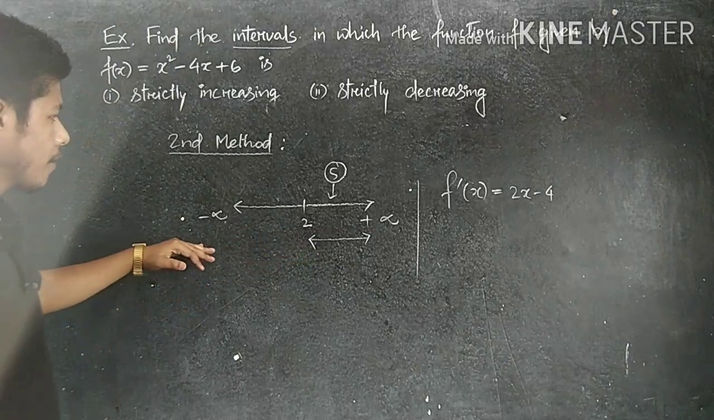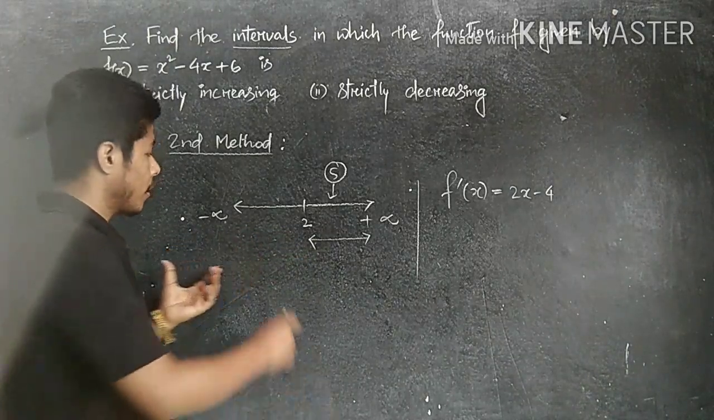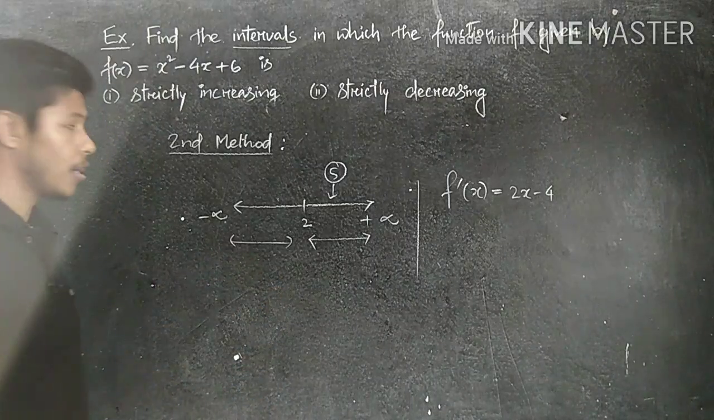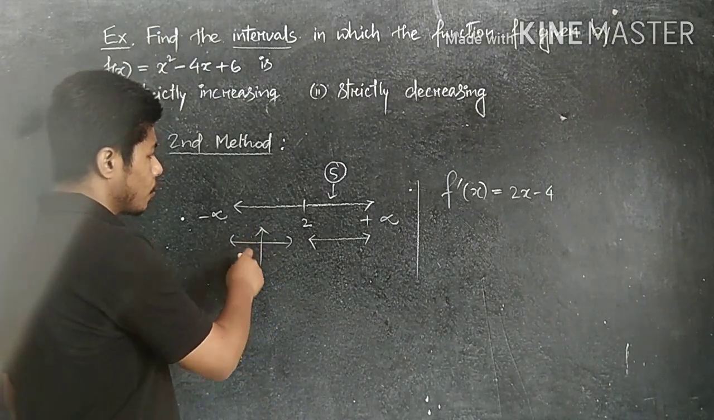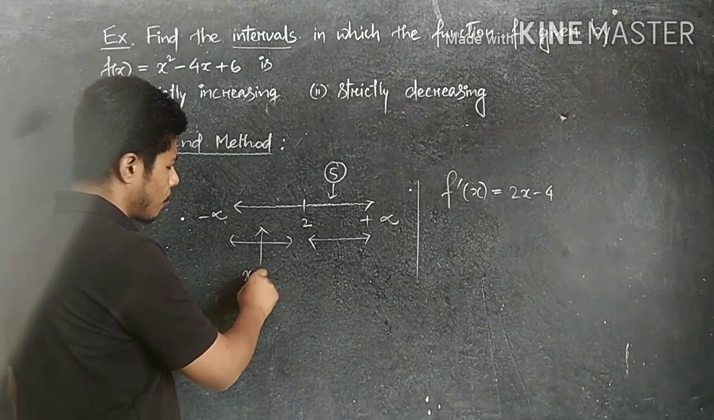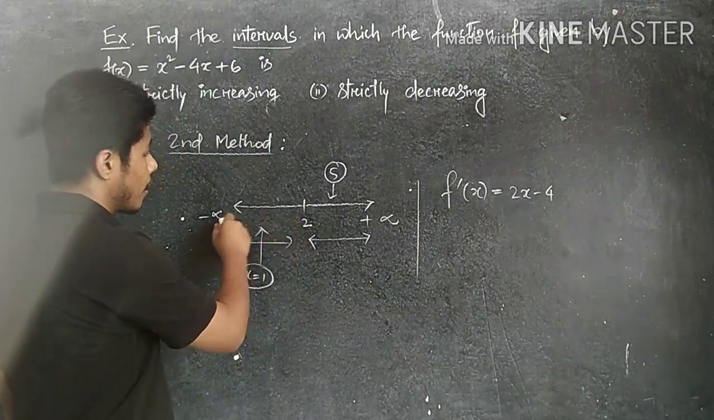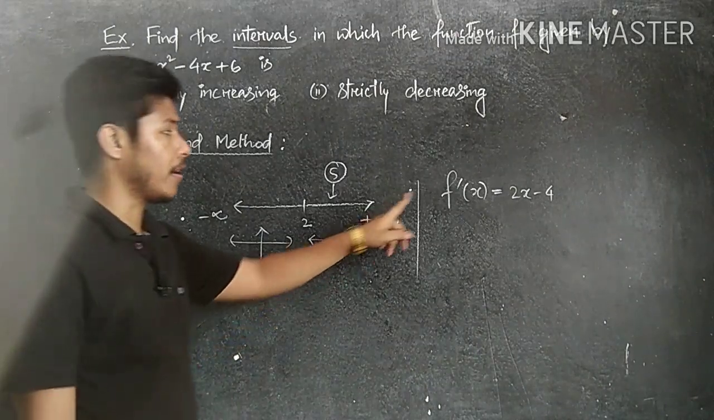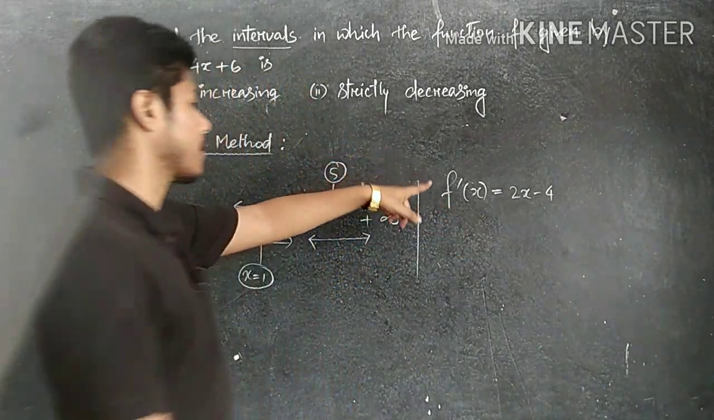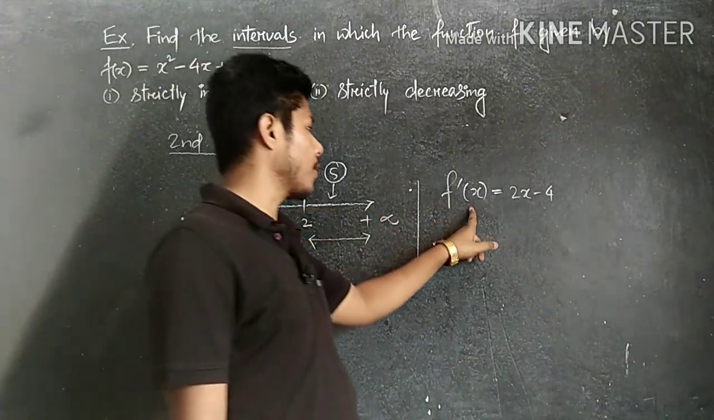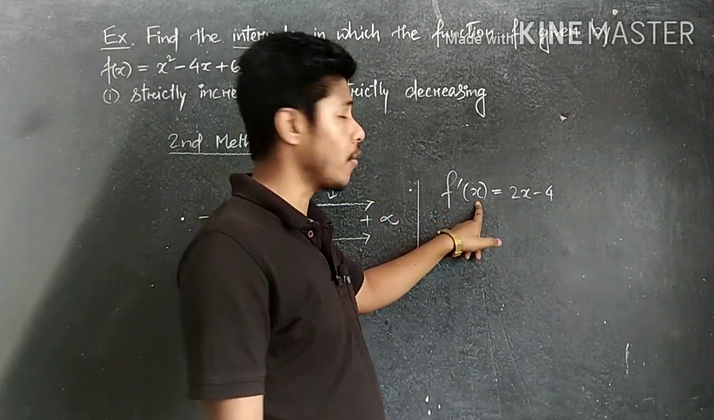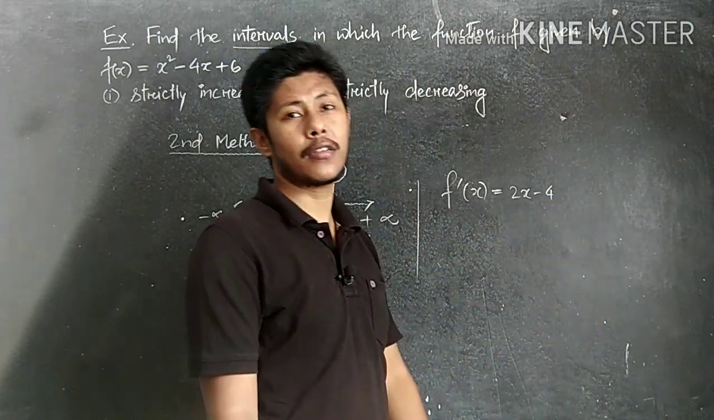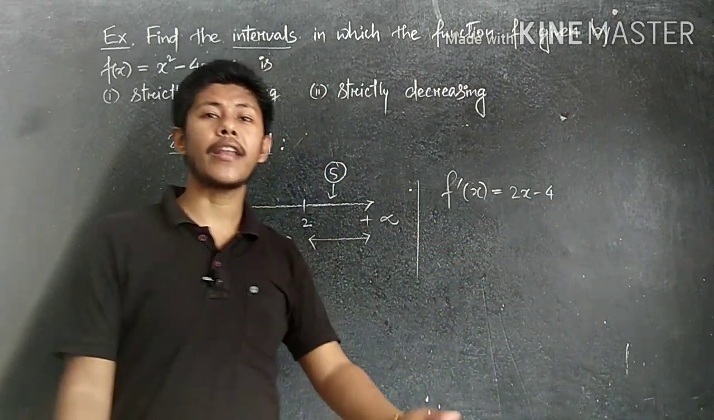The same process if you do for the left hand side now. From minus infinity to 2, if we choose any value, suppose x equal to 1. 1 is included in between minus infinity to 2. If we put 1 in this differentiation, f dash of 1 is 2 into 1, 2, 2 minus 4, minus 2. So you see here, minus 2.